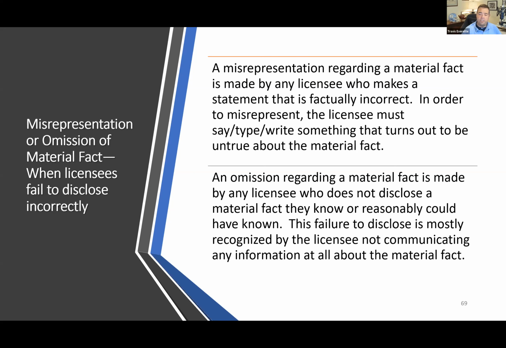An omission of material fact happens when the licensee should have given the information, but failed to do so. And that could be for a number of reasons. Maybe they didn't even know. You could still be guilty. I think this is probably a big hang up that people have on the test: how can I be guilty of an omission if I didn't know?